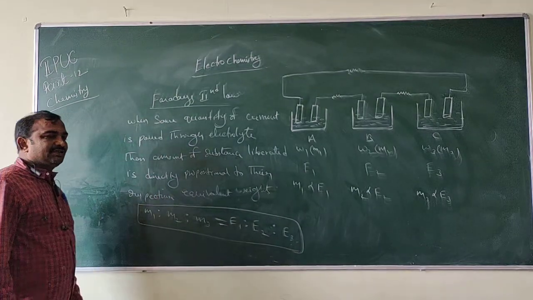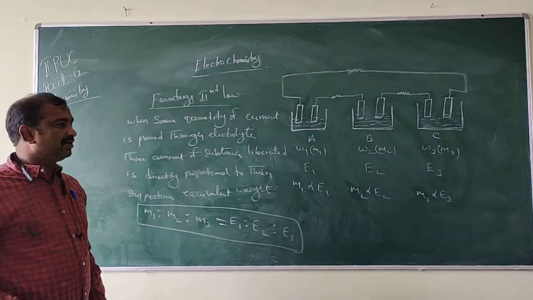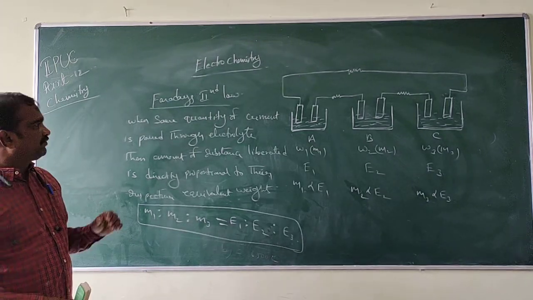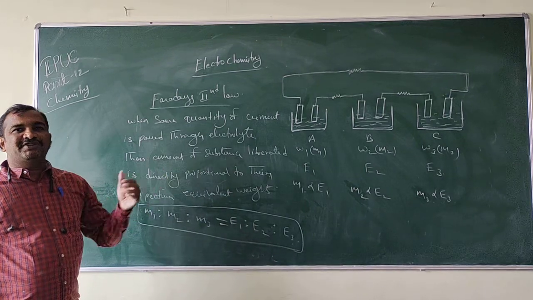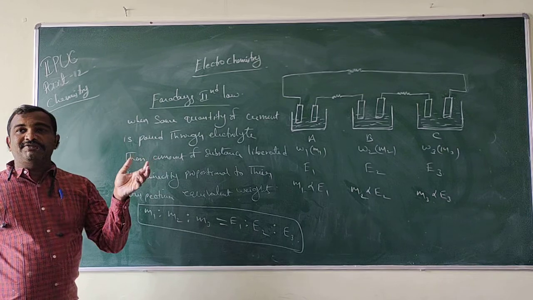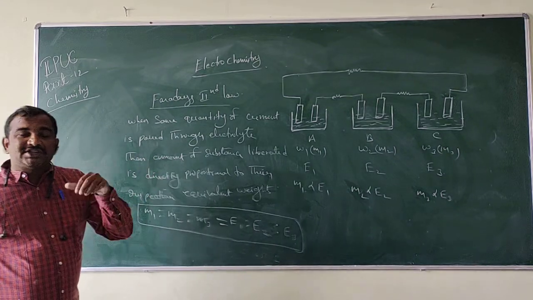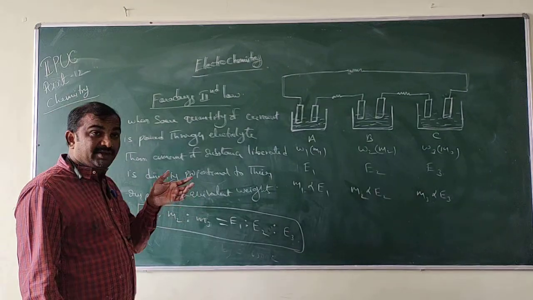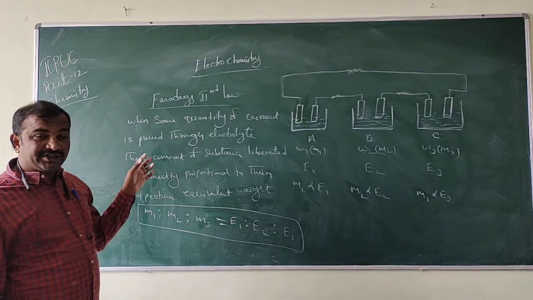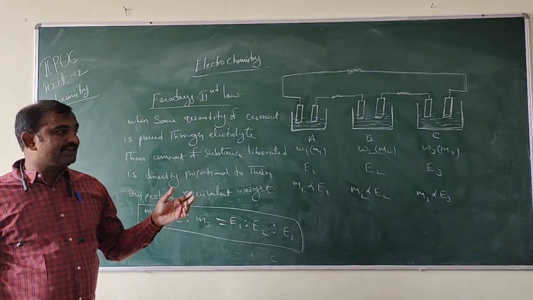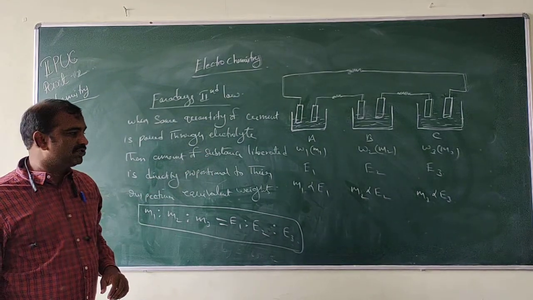So this is the expression for Faraday's second law. Faraday's first law and second law both are very important. The first law means the amount of substance liberated is directly proportional to the quantity of current passed through it. But here the same quantity of current is passed, so the amount of substance liberated is directly proportional to their respective equivalent weights.